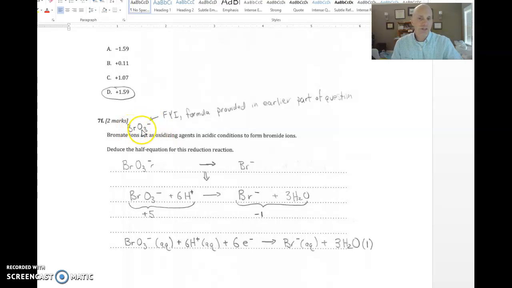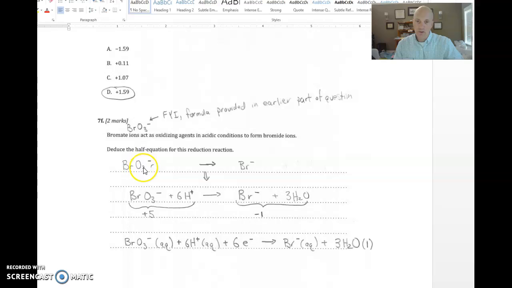All right. One thing I've noticed is that it doesn't appear that the data booklet has formulas for all the polyatomic ions, and it seems like for most of the polyatomic ions, except for things that are very common like sulfate, nitrate, for example, that they would provide that for you. All right, so this is bromate, and it can get converted into bromide. So what's the half reaction? It's going to be the same process.